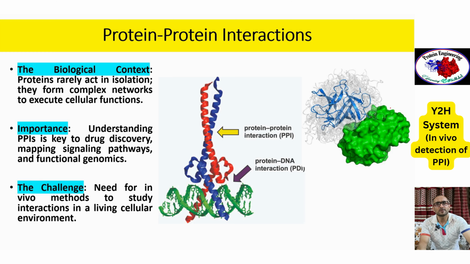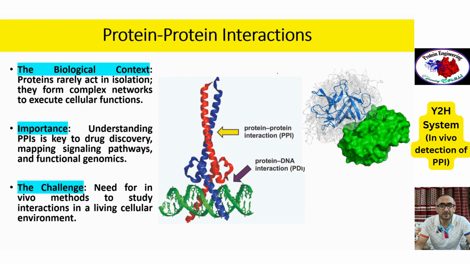We know that in a cell, more than 80% of proteins do not work alone. They exist in an oligomeric state, like a dimeric state or other quaternary states. The interactions occurring between those protein molecules are called protein-protein interactions.